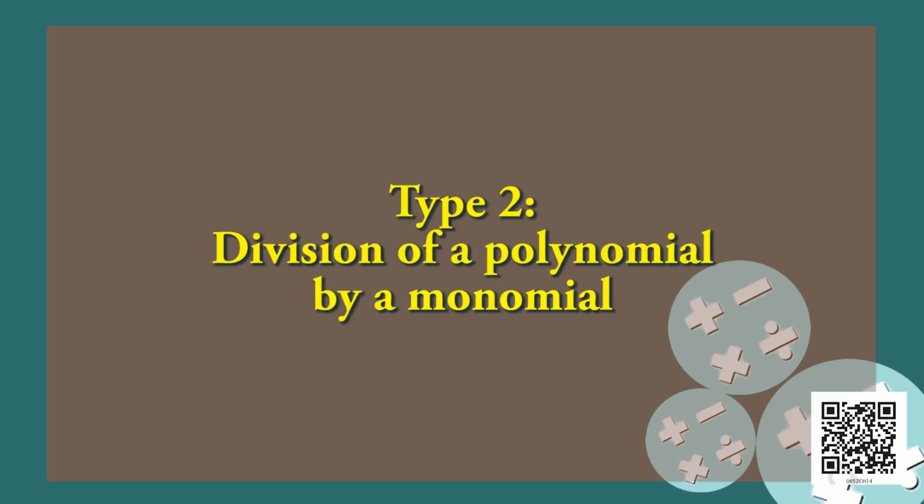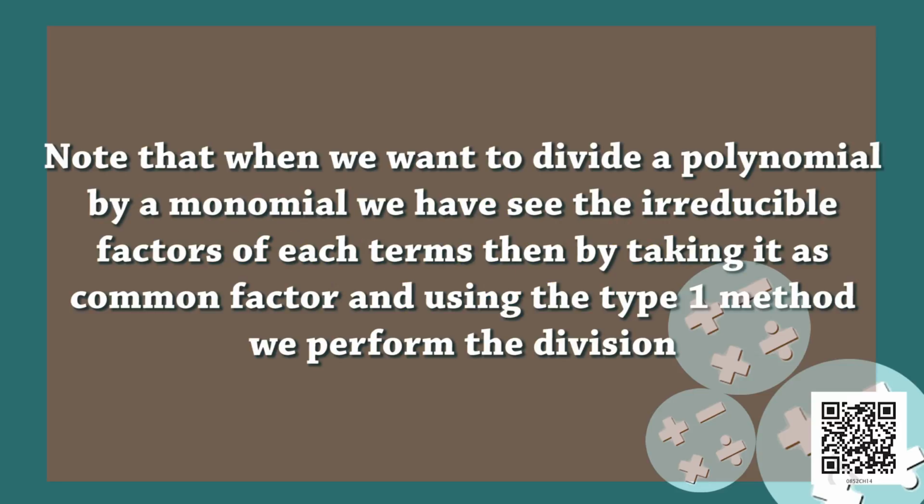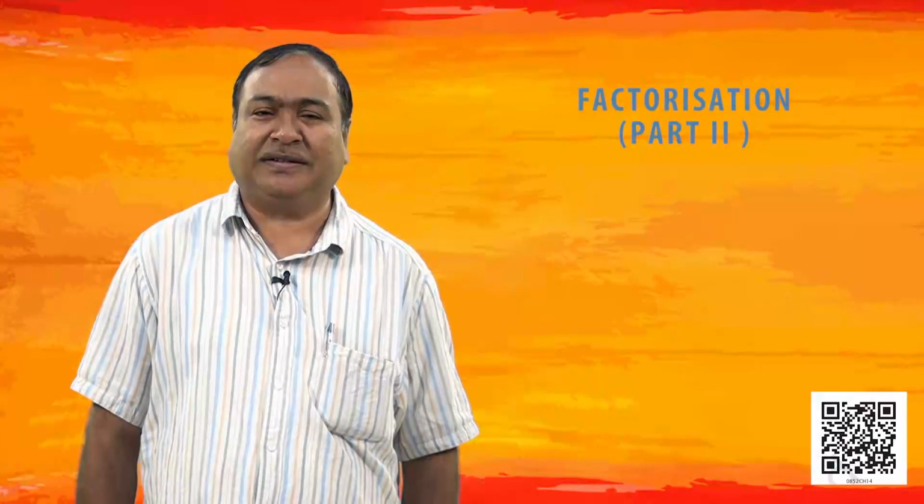Type 2, division of a polynomial by a monomial. In fact, note that when we want to divide a polynomial by a monomial, we have to see the irreducible factors of each term. Then, by taking them as common factors and using the type 1 method, we perform the division. Let us illustrate this in the following examples.